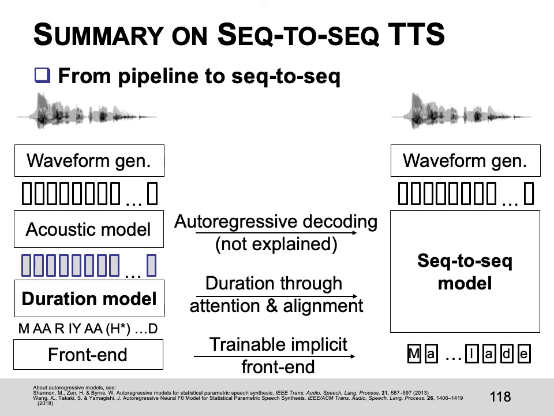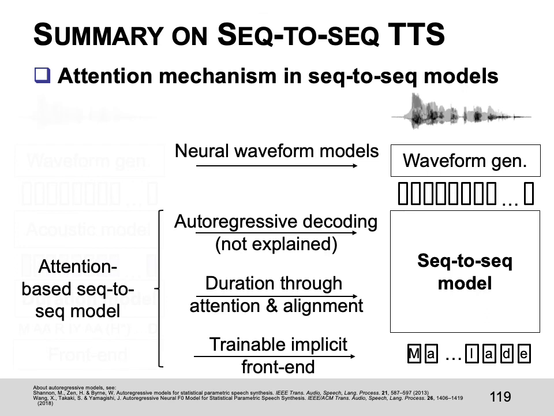Although it is not explained in this tutorial, most of the sequence-to-sequence models use the so-called autoregressive decoding. So we produce one output time step conditioned on the previous time step. The last point is the neural waveform models, as I mentioned in the previous slide. Many of the sequence-to-sequence models use neural waveform models like the WaveNet. The first three types of differences are implemented through the attention-based sequence-to-sequence models.